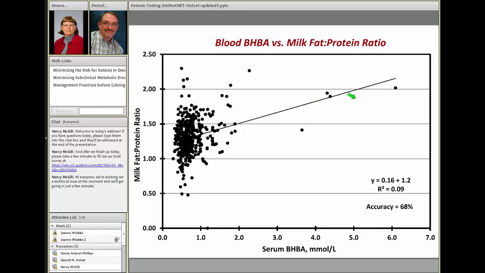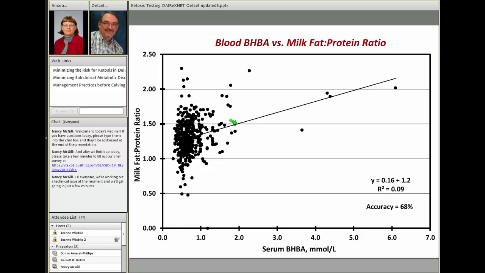But is this a really good test at the cow level? The answer would be no. The R-squared is only 0.09. We're only explaining 9% of that variation. And you see, the real big problem here is a lot of false positives. Cows with very high fat protein ratios that, in fact, are not ketotic at all. So this one would cause you to over-treat, potentially, if you're using this as an individual cow-level test.